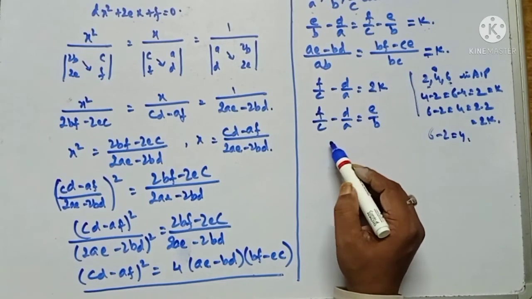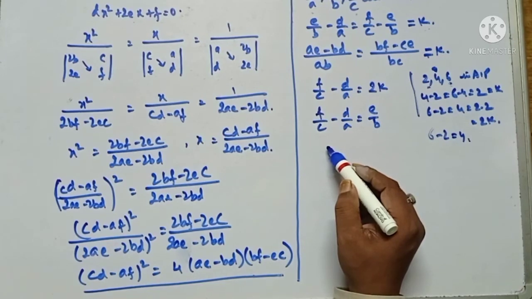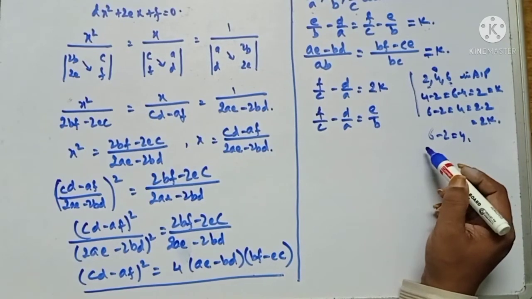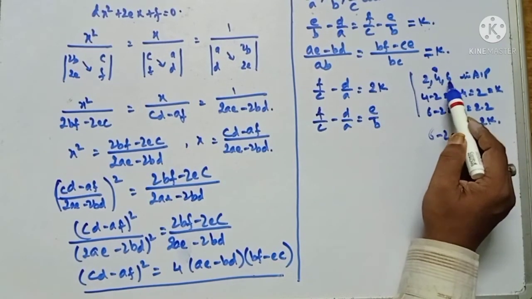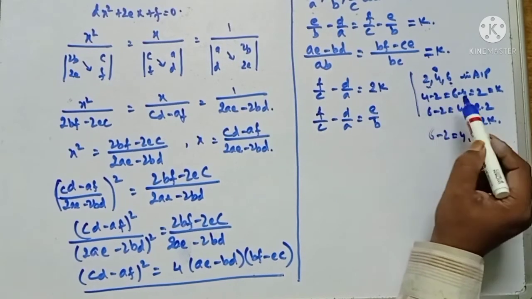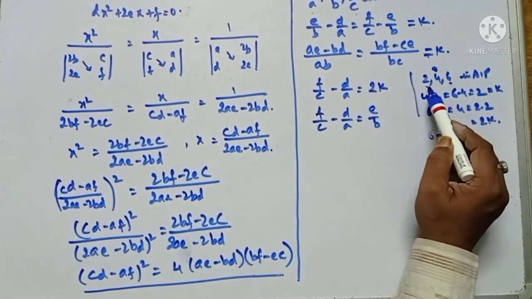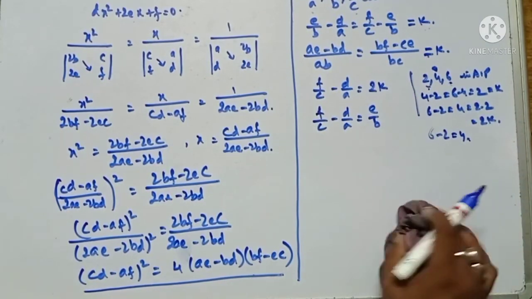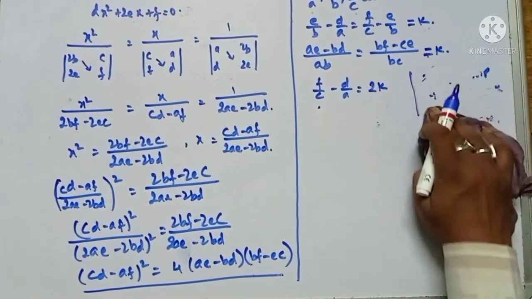That means from here you can see that if you subtract the first term from the last term in an AP, we get the middle term, and the difference between first and last is equal to 2k, twice the common difference. You can see this in any example you take. Let me take another example for you.